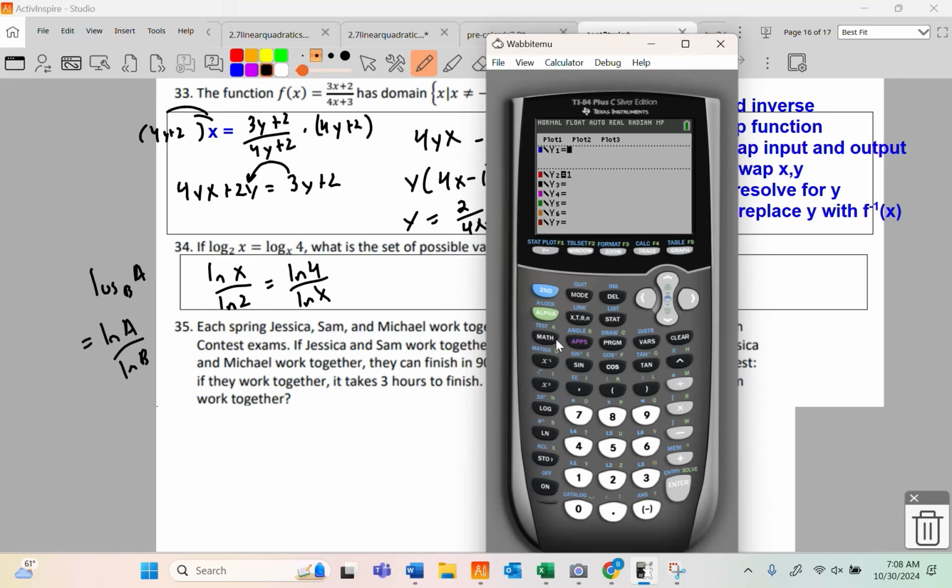Let's go to math. Let's scroll to num. Let's go to n over d. Here's the ln key. ln x, ln 2, and y1. y2, math, num, n over d. ln 4, sitting pretty over ln x. Let's see what the TI-84 says. Zoom 6.